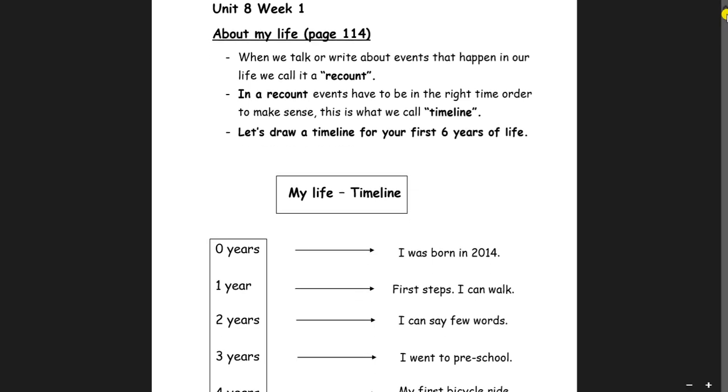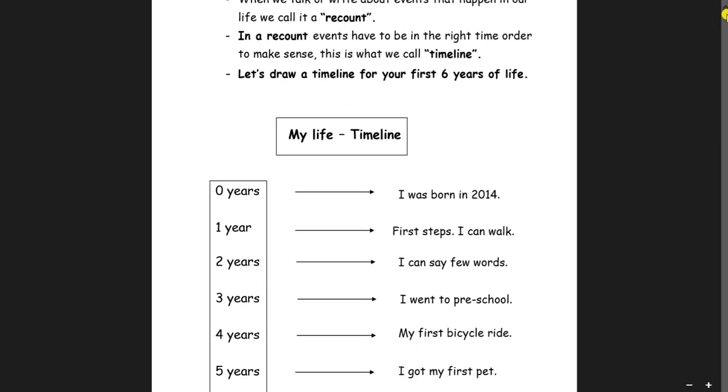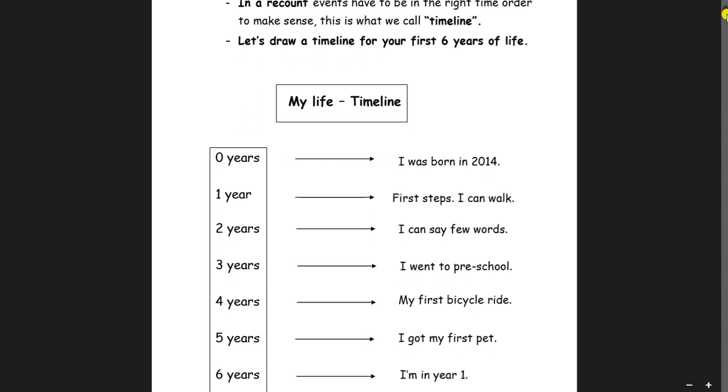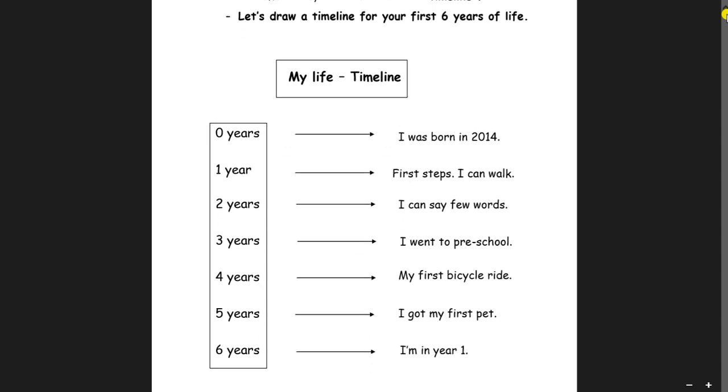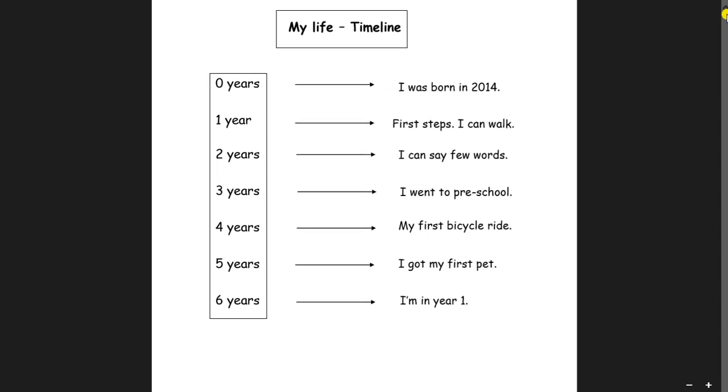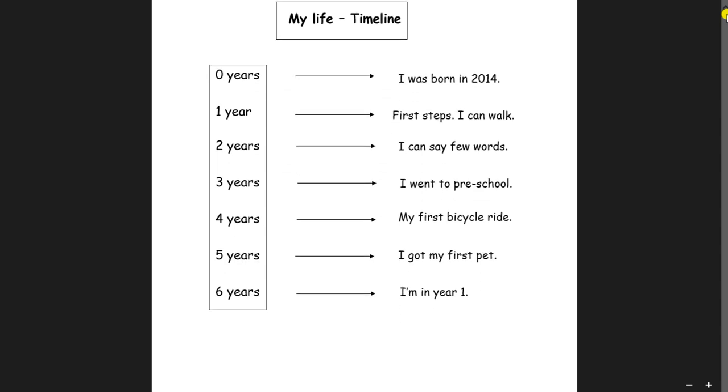Now, here Miss Delania prepared something for you, and she says, let's draw a timeline for your first years of life. Can you see this well? My life timeline. On the left side, we have the years. 0, 1, 2, 3, 4, 5, 6. I don't know how old are you. Maybe 6, maybe 5, maybe 7. But let's start from the paper that we have here.